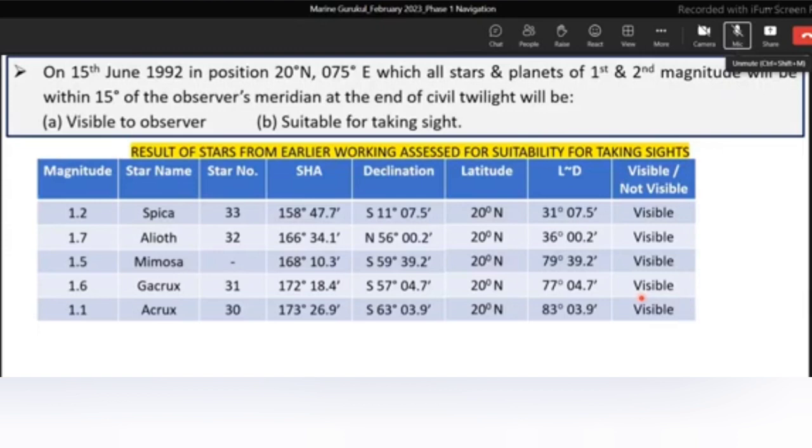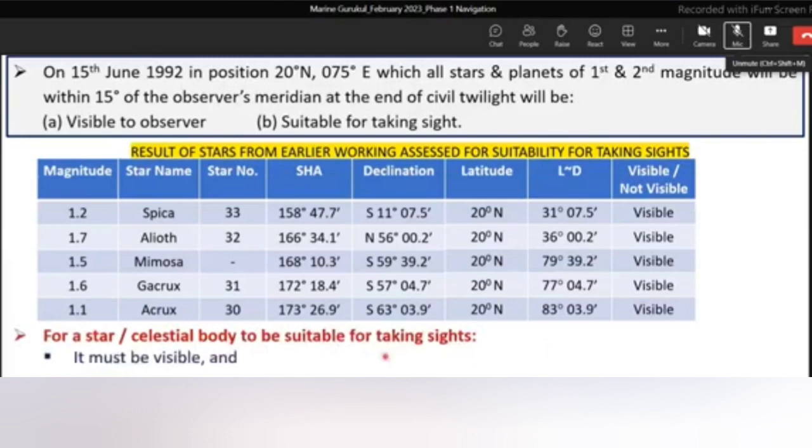Now, yes, they are visible to the observer. Are they suitable for taking sight or not? For a star to be suitable for sight, obviously it has to be above the horizon and visible, otherwise sight cannot be taken. And two, there should be some minimum altitude, and we have put a cap of 10 degrees. So it must have an altitude of more than 10 degrees.